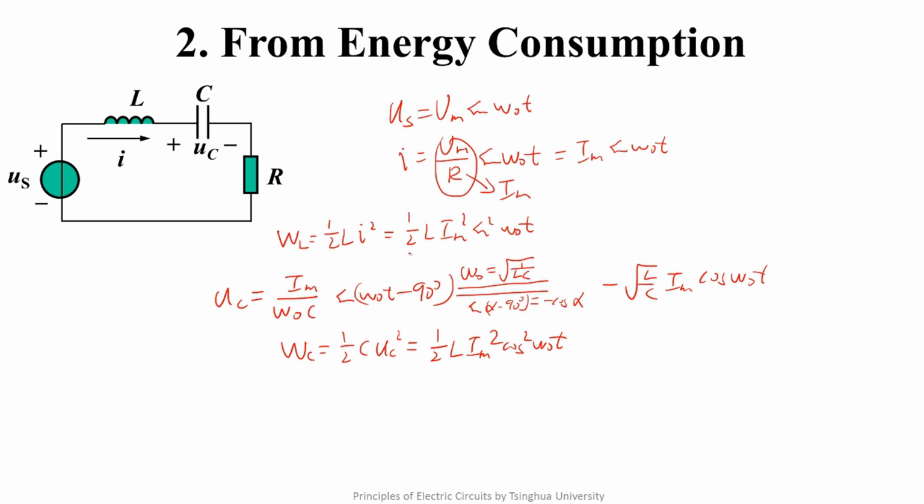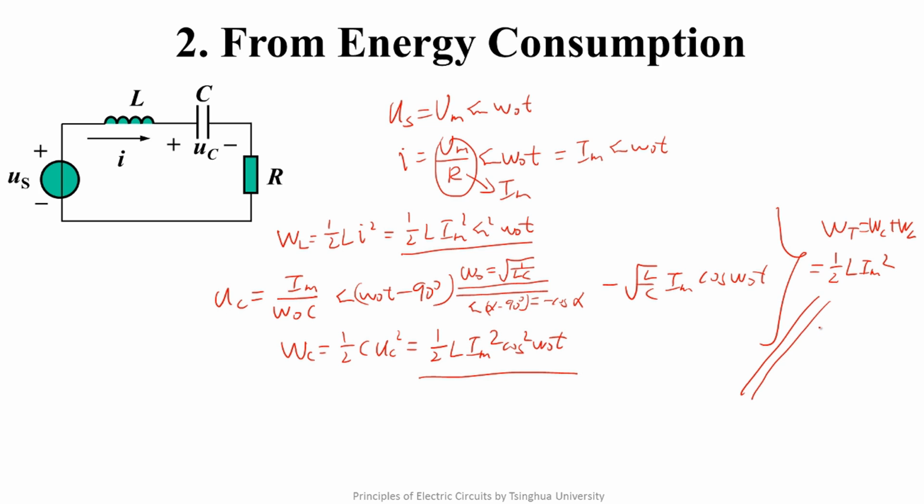By observing the magnetic field energy and the electric field energy, we know that their sum is the electromagnetic field energy of the whole circuit. It's a constant value. By considering the definition of Im and the relationship between the capacitor's voltage and the source voltage in resonance, we can also get the electromagnetic field energy of the whole circuit in resonance equals this.